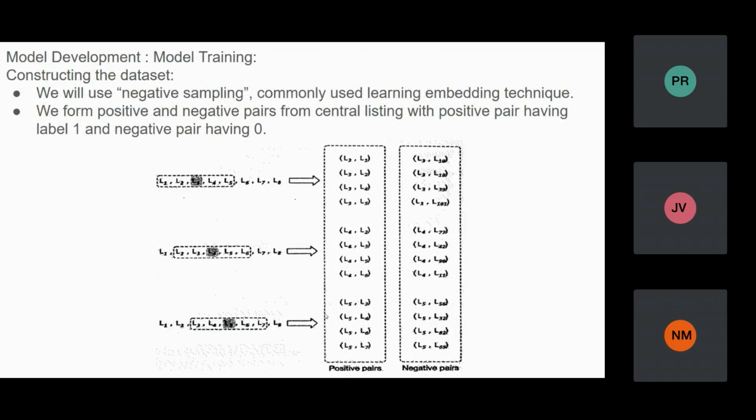So, constructing the dataset for training the model. We'll use negative sampling, which is a commonly used learning embedding technique. Negative sampling aims at maximizing the similarity of words in the same context and minimizing it when they occur in different contexts. But instead of minimizing all the words in the dictionary except the context words, it randomly selects a handful of words depending on training size and uses them to optimize the objective.